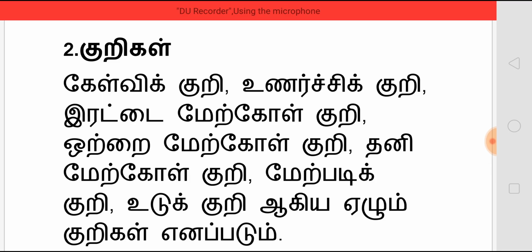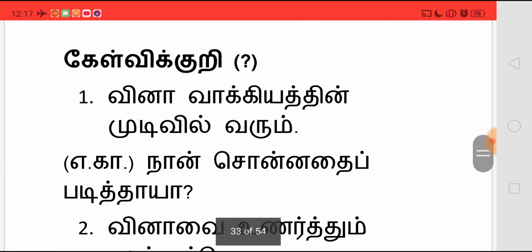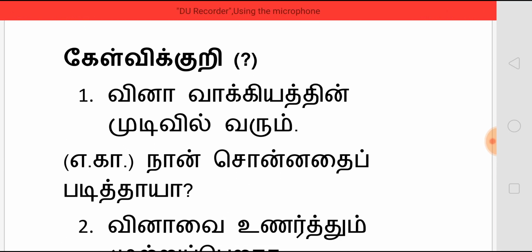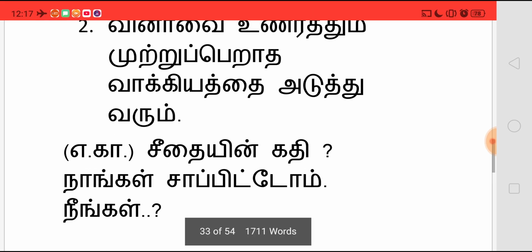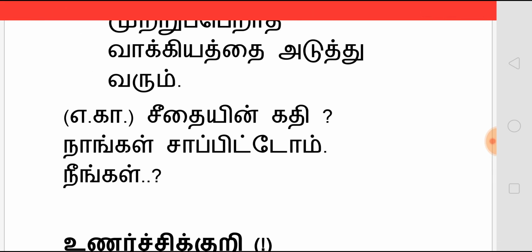And then second comes குறிகள். In குறிகள் we have கேள்வி குறி, உணர்ச்சி குறி, இரட்டை மேற்கோள் குறி, ஒற்றை மேற்கோள் குறி, தனி மேற்கோள் குறி, மேற்படி குறி, உடுக்குறி. These 7 are called குறிகள். In that கேள்வி குறி is a question mark which comes at the end of a question. நான் சொன்னதை படித்தாயா, it expresses a question. That is when a sentence is asking a question.